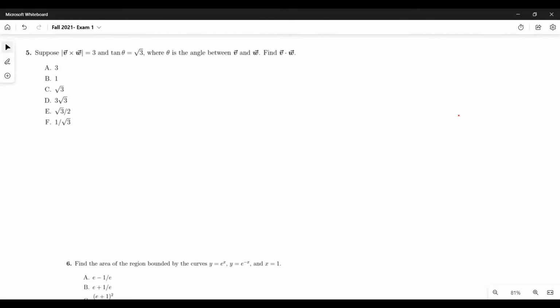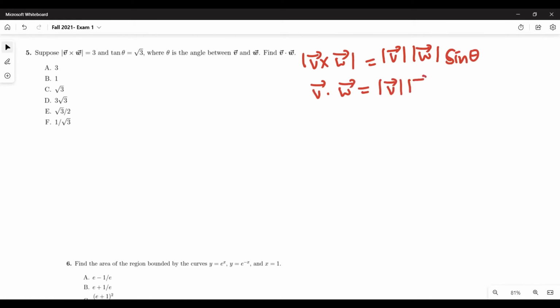So this question asks, suppose the magnitude of B cross W equals 3, and tangent theta equals square root of 3. Find B dot W. Okay, so the magnitude of B cross W can be written as the magnitude of B times the magnitude of W times sine theta. Then the dot product B dot W can be written as the magnitude of B times the magnitude of W times cosine theta. And we are given tangent theta equals square root of 3. Tangent theta is the same as sine theta over cosine theta. So we seek sine theta and cosine theta. So what we do is divide those equations.